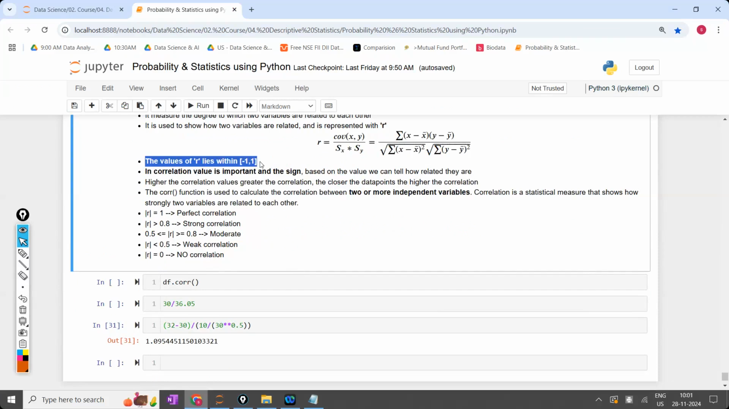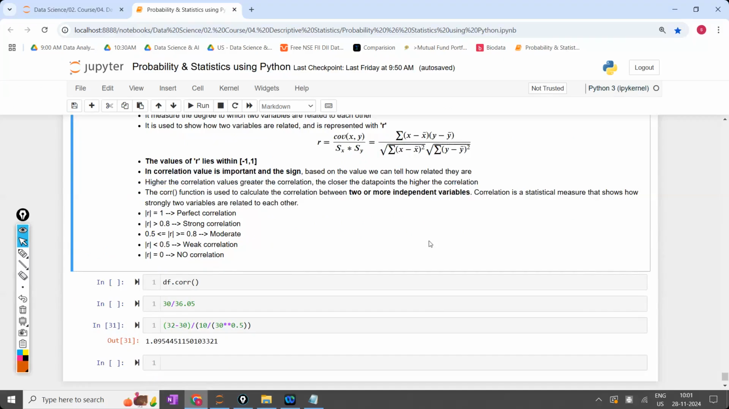The range of covariance is minus infinity to plus infinity. But for correlation, it is minus 1 to plus 1. In correlation, the value is important and also the sign. Now, the higher the correlation, the greater the correlation, the higher the value, the data points are very close to each other.